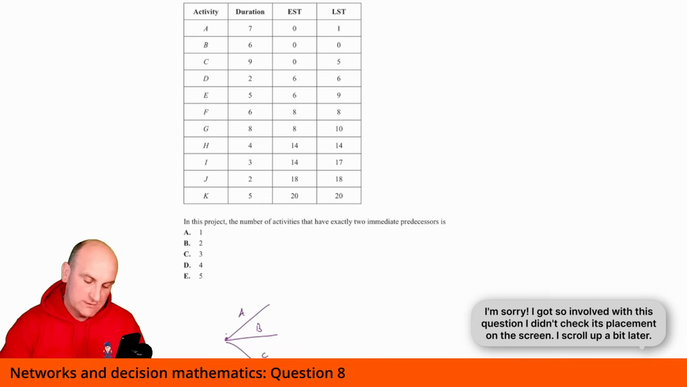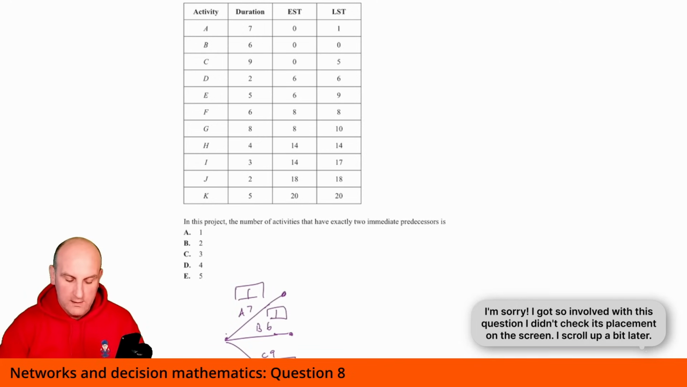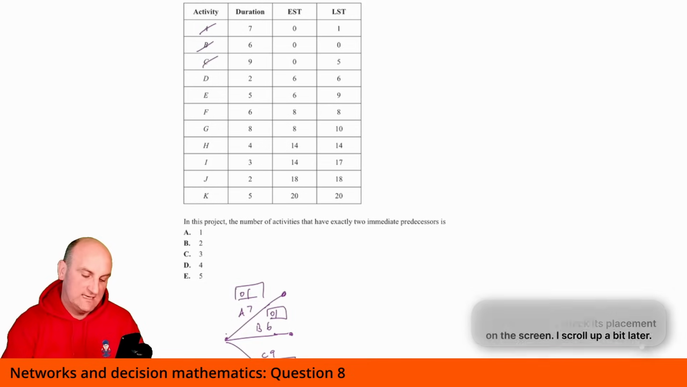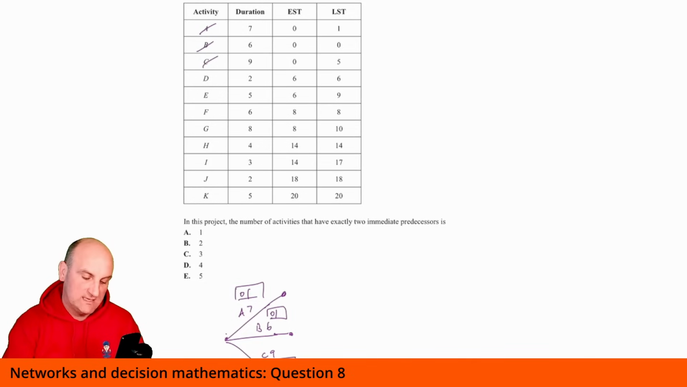So I know A has a duration of 7, B has a duration of 6, and C has a duration of 9. So I'm going to make these a little bit longer, and I'm going to do some dots. Now, I know, therefore, I've got boxes here. And let's see. So earliest start times are 0, 0, and 0. So I've done my A, B, and C. D has an earliest start time of 6, a latest start time of 6. So D has to follow on from B. That's what I did next.